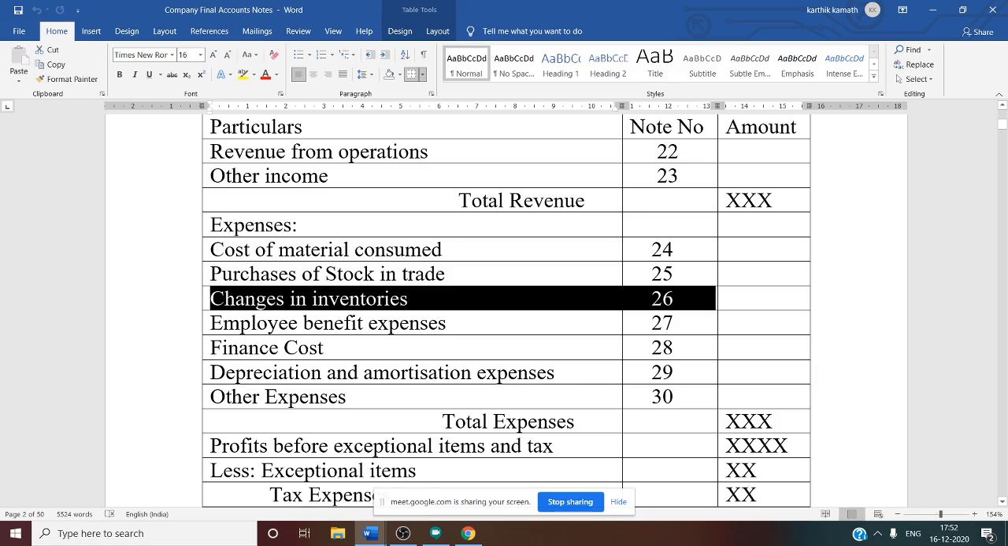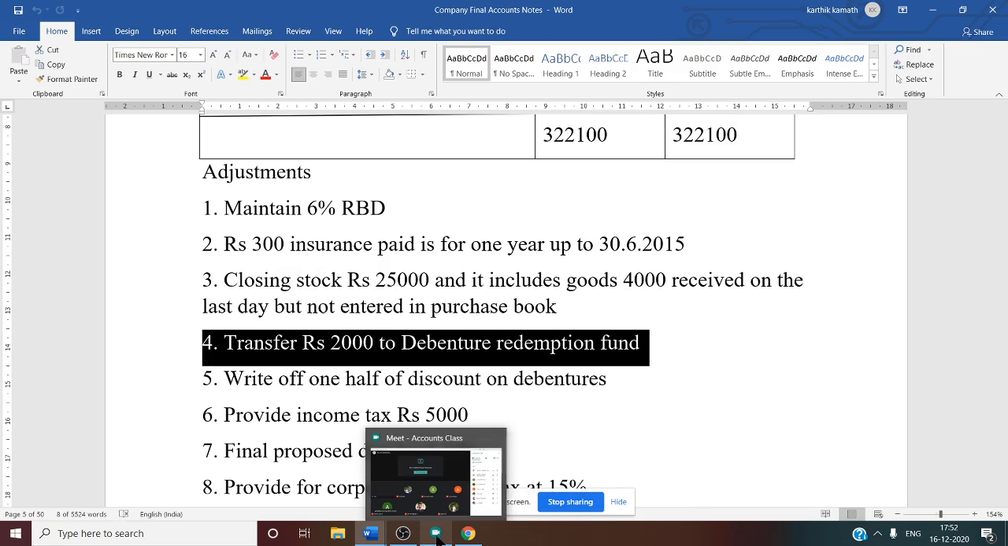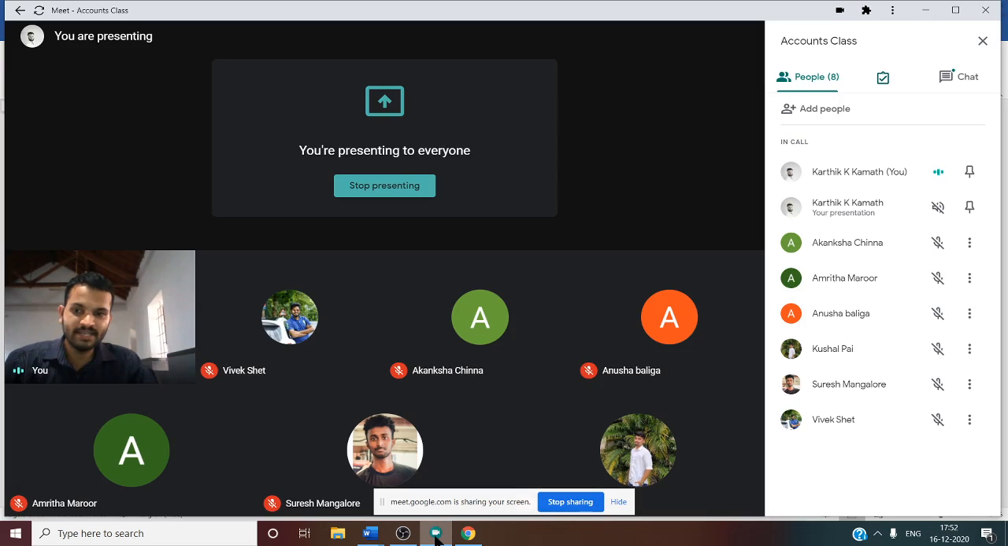After this, transfer 2000 to debenture redemption fund. So transfer of amount to fund. Where will it come? First thing, you have to show this information under reserves and surplus, under reserves, after writing debenture redemption fund information.